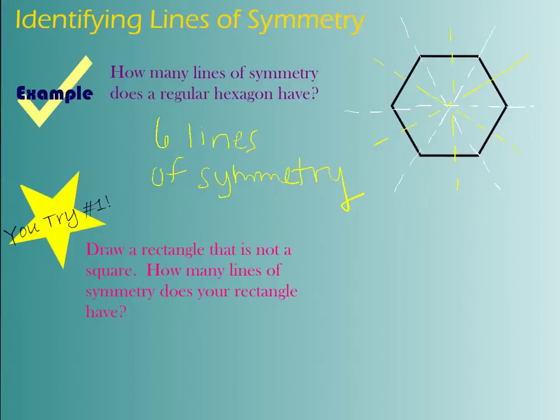So what I want you to do in this first you try is go ahead through, and I want you to draw a rectangle that is not a square. So make sure it really looks like a rectangle, not a square. And then determine how many lines of symmetry you can create.